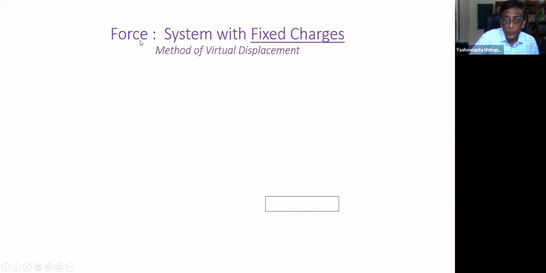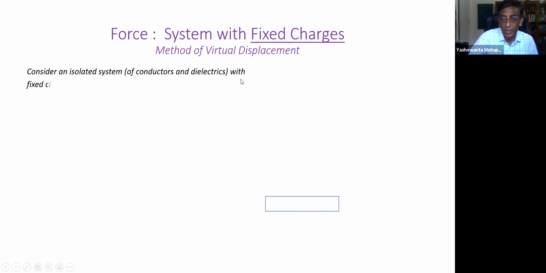So let's take the force. Now, a system with fixed charges: this is a method of virtual displacement. Once I get energy, getting force through energy in the presence of dielectrics is the right method. We'll see why. So consider an isolated system of conductors and dielectrics with fixed charges, and let there be a virtual displacement. The method of virtual displacement says that I don't make a real displacement, but I say if I had made a dl, then the force should be acting on that, and I take that into account and use that to obtain the force.